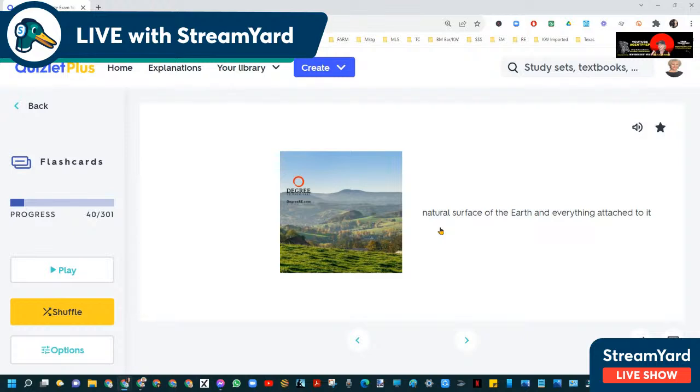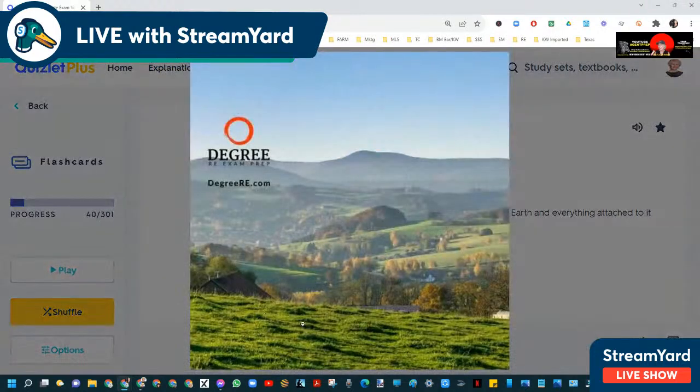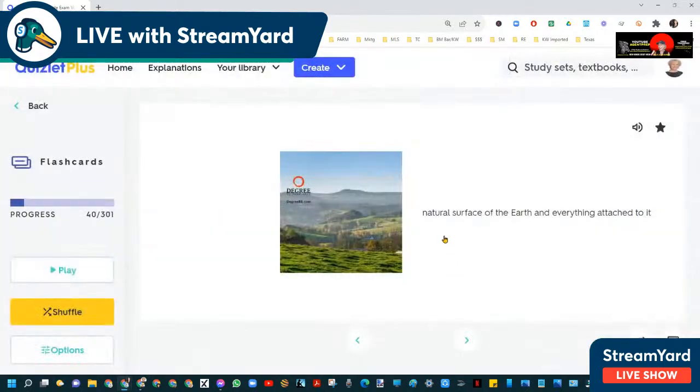Next, 40. Natural surface of the earth and everything attached to it. So the natural surface of the earth and anything that's attached to that earth, right? So on this picture here, you've got the earth here, but then you've got what? Buildings on top of it, houses, developments. What is that called? What is that term?